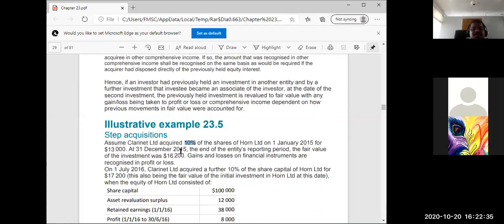At 31st December, the entity's reporting period, the fair value of the investment was 16,200. You have to understand this amount. This particular amount, at this date, has become 16,200.